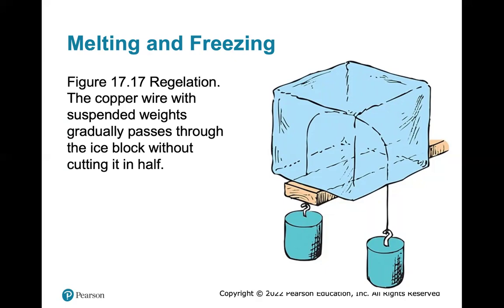If you were to take a copper wire with suspended weights, it would gradually pass through the ice block without cutting it in half. In other words, at the top, it starts melting the ice, and as the copper wire cuts through the ice, the melted part above it refreezes, so that wire will go through the ice, and by the time it reaches the bottom, it'll be a solid block of ice.